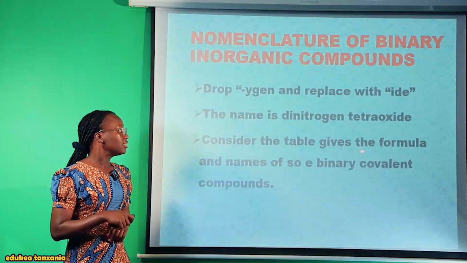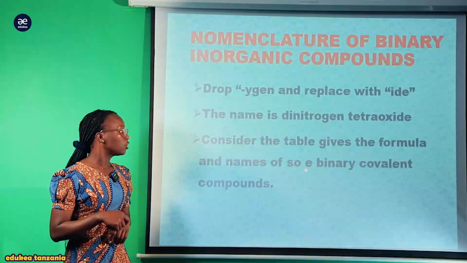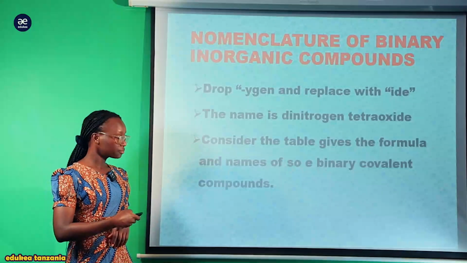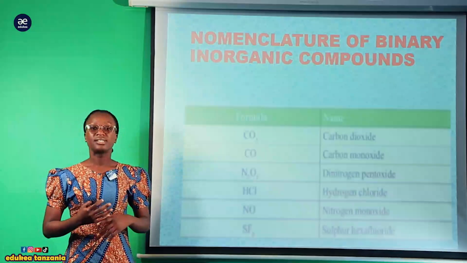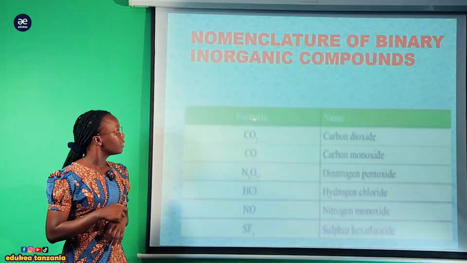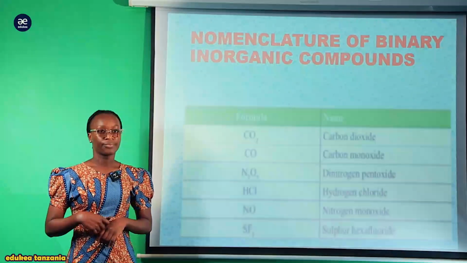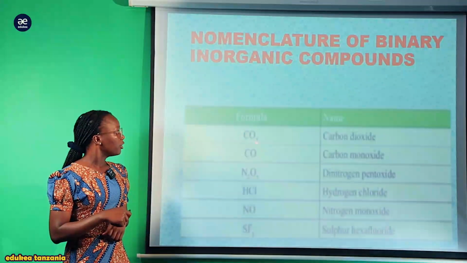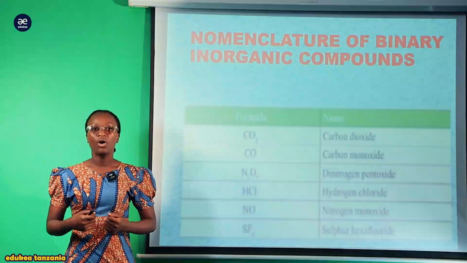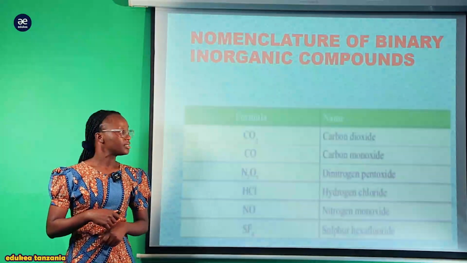Consider the table given the formula and the names. So a binary covalent compounds. This is some of the covalent binary compounds. So the formula, this is the formula, this is name. We are given the carbon dioxide. This is carbon dioxide. So how can you name, or what are the names of this compound?